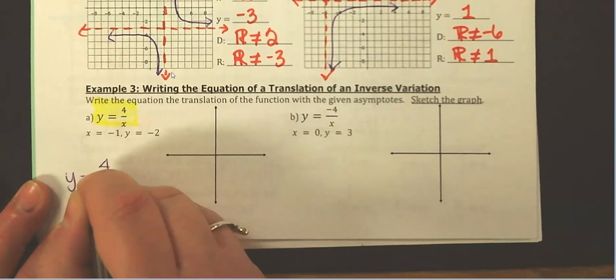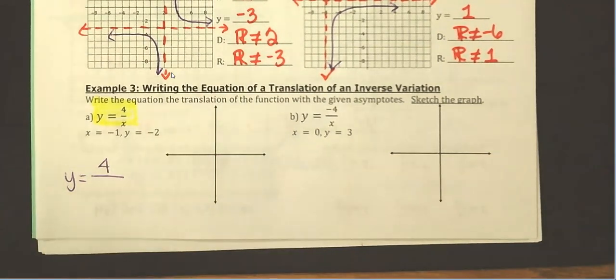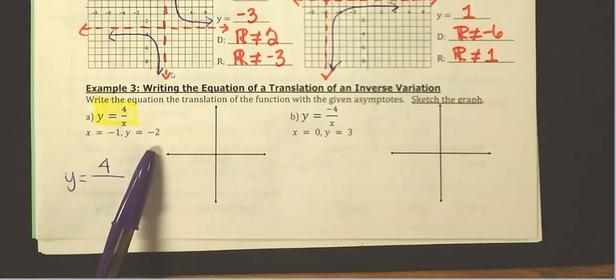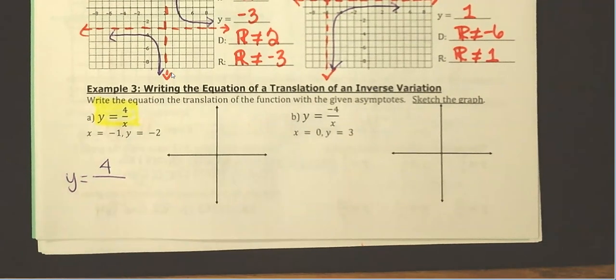I'm just going to keep the y equals and the 4 on the top. How could I manipulate that equation so it would have an asymptote at x equals negative 1 and y equals negative 2? What would that look like?